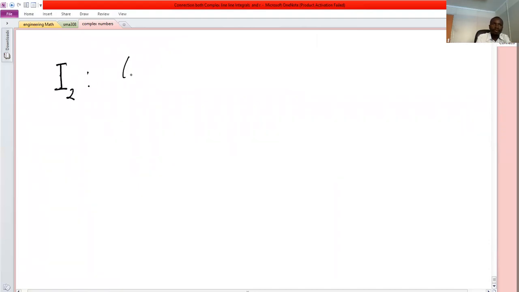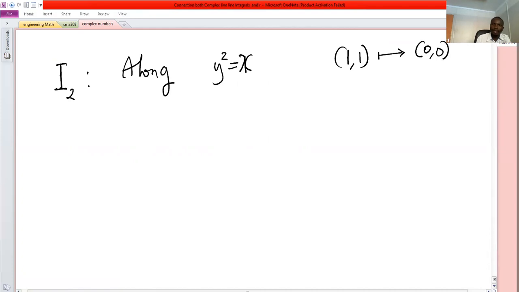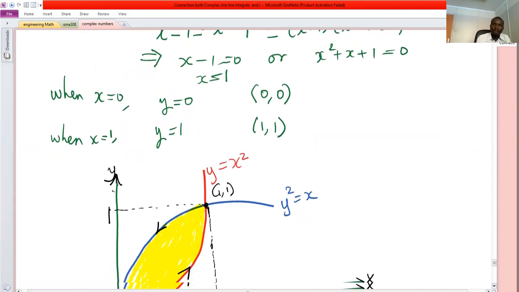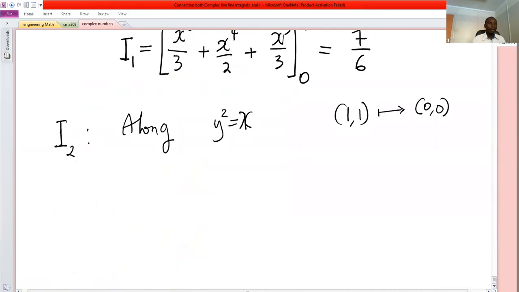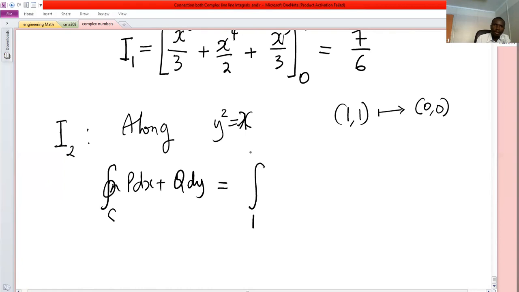Integral 2, now we move along the other curve, y squared equals x. So here, remember we are now moving from the point 1, 1 to the point 0, 0. Check from the diagram. So we moved from here to here along this curve, and now we want to move from here to this point using this other curve. So the limit will now be moving from 1 to 0. So it will be the integral of P dx plus Q dy along C. We'll have the integral from 1 to 0.